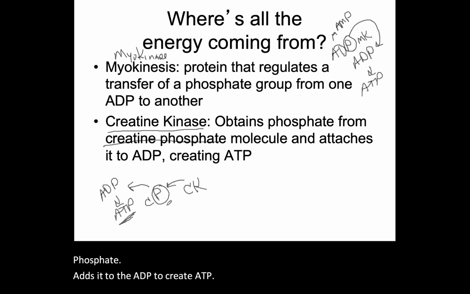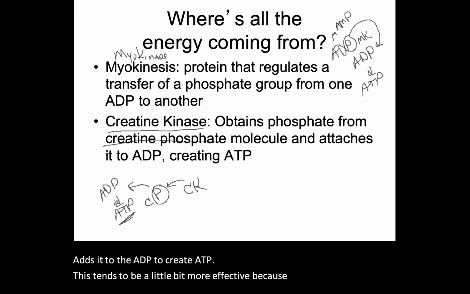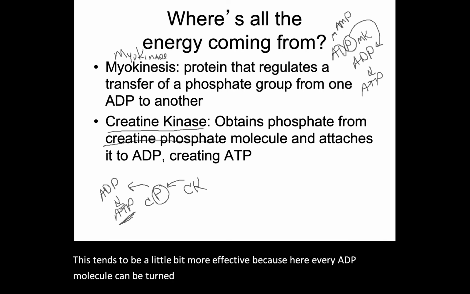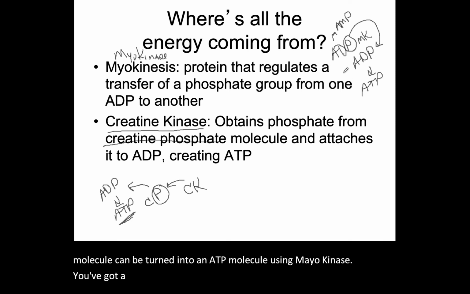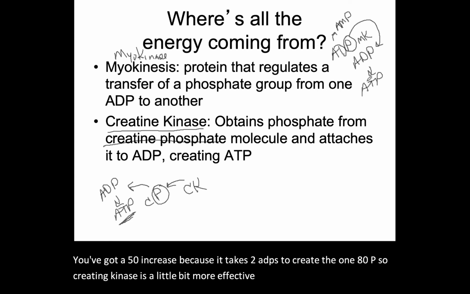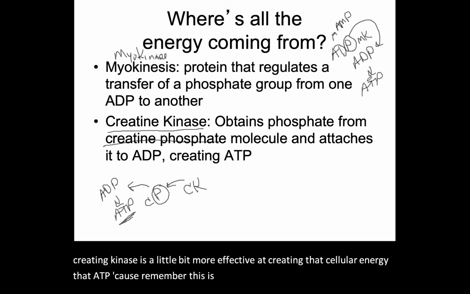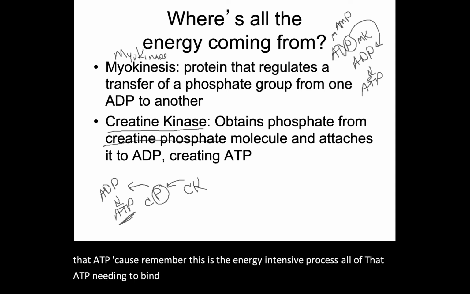This tends to be a little bit more effective because here every ADP molecule can be turned into an ATP molecule. Using myokinase, you've got a 50% increase because it takes 2 ADPs to create the 1 ATP. So creatine kinase is a little bit more effective at creating that cellular energy, that ATP. Because remember, this is an energy intensive process, all of that ATP needing to bind to myosin.